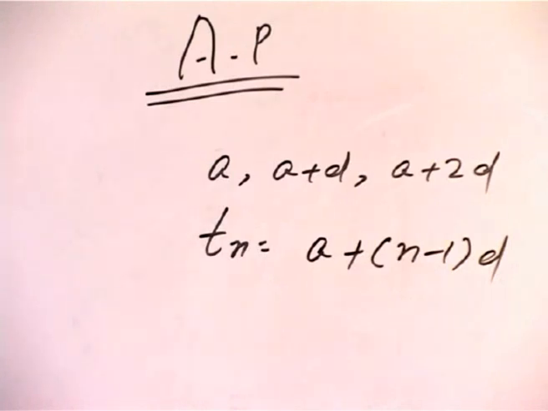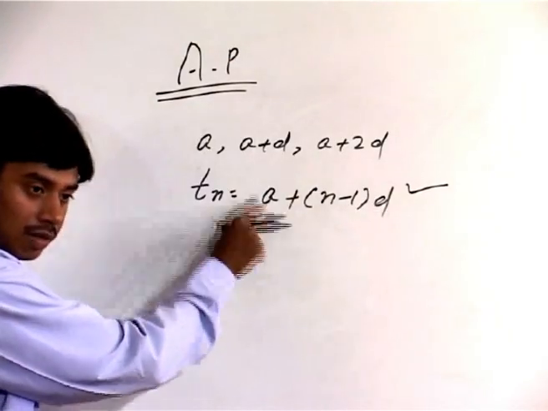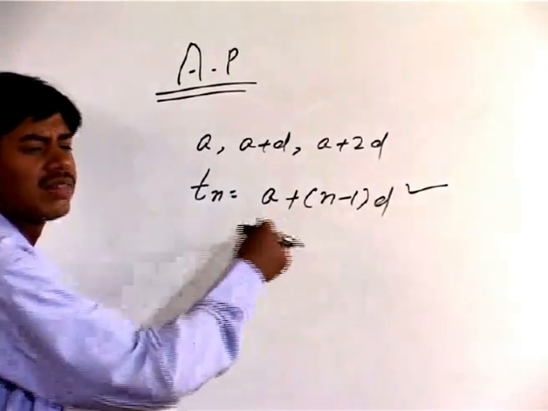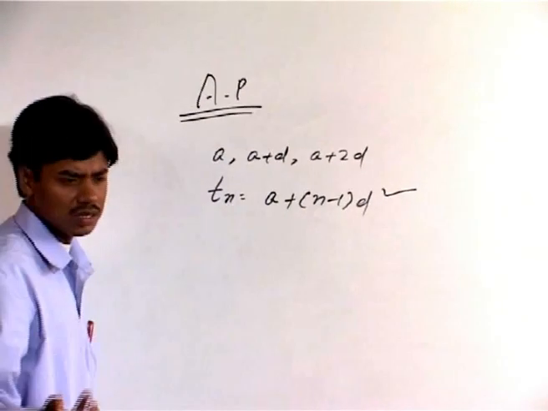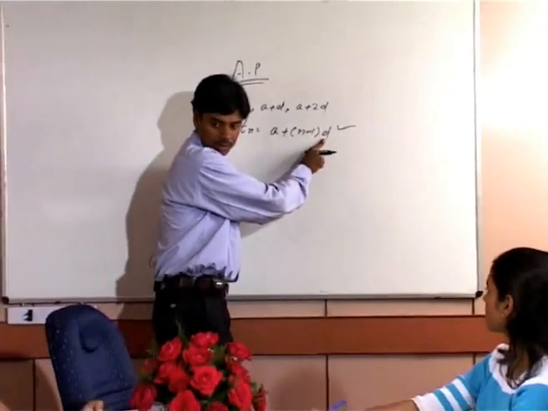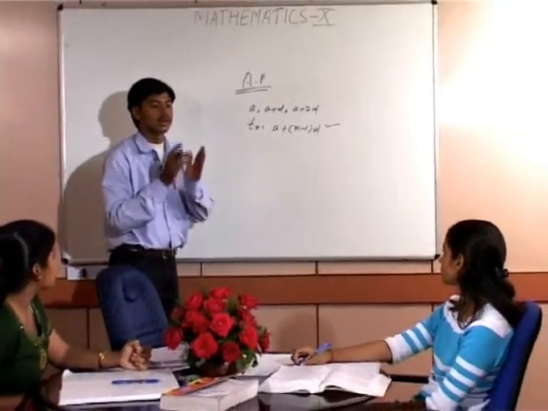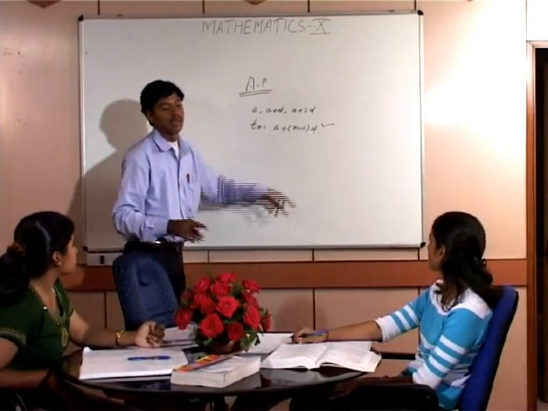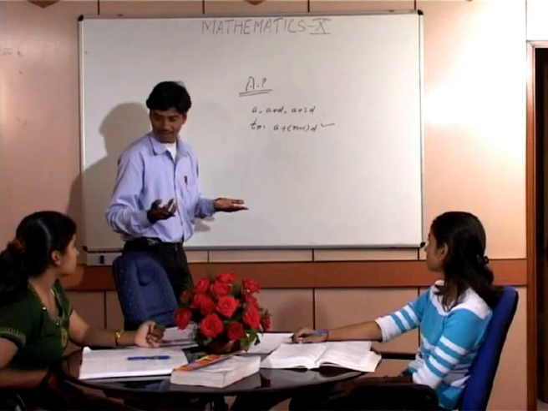Is that clear? Where a stands for the first term of the series, n stands for the number of terms which we will find out, like the fifth term or fourth term or third term, any term, right? And d is the common difference. Is that clear? So if you get the data like the first term, the number of terms and the common difference, you can easily get the answer very comfortably.